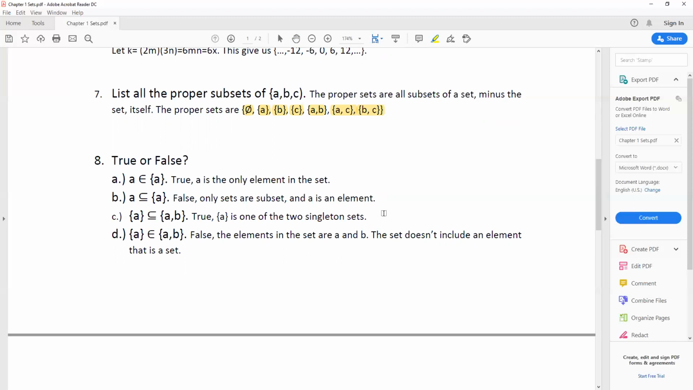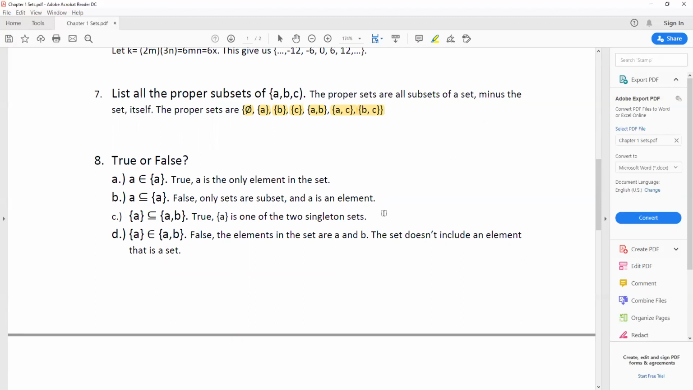Part C, the set containing A is a subset of the set containing A and B. Well, that would be true because the set containing A happens to be one of our 2 singleton sets, the other singleton set being the set containing B.